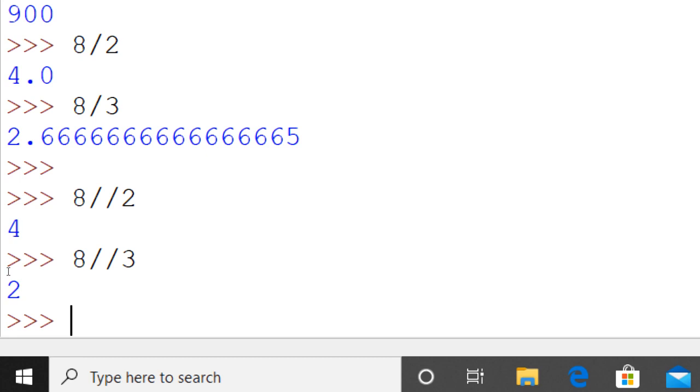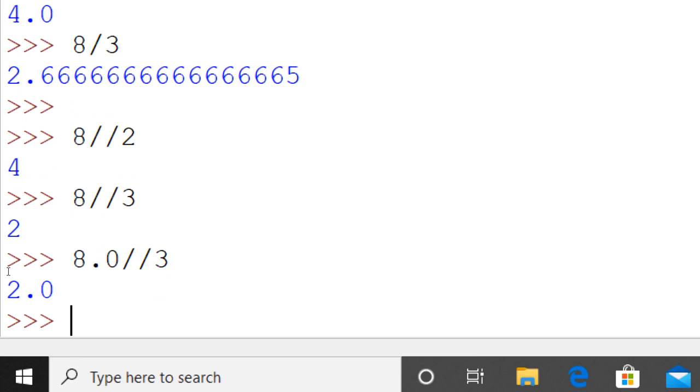But suppose I know that when 8 is divided by 3 we get the answer in decimal, and we want the answer in decimal, then what do we have to do? We will write 8.0 floor division 3. In that case, we will get the answer as 2.0. Now, why are we getting the answer 2.0 instead of 2.666? Let me explain why this is.